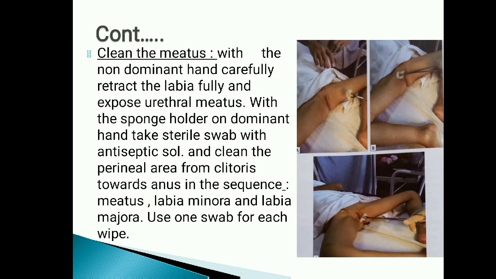Carefully retract the labia fully and expose urethral meatus. Maintain position of the hand throughout the procedure with sponge holder in dominant hand. Take sterile cotton swab dipped in the antiseptic solution and clean the perineal area from clitoris toward the anus. The sequence for the cleaning will be urethral meatus, and then from the labia minora, and then labia majora. We go from the less contaminated site to the more contaminated site. Use one swab for each wipe.